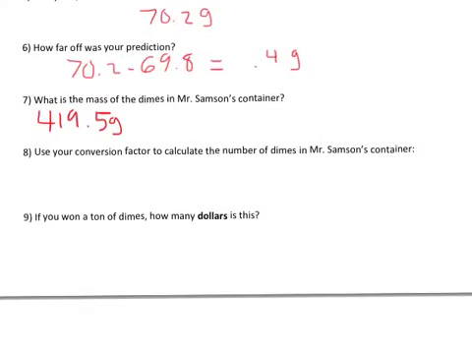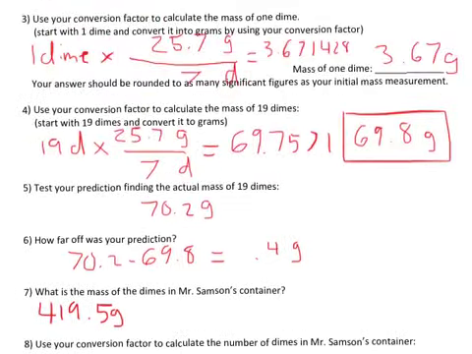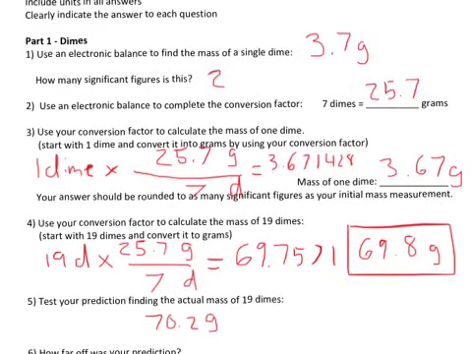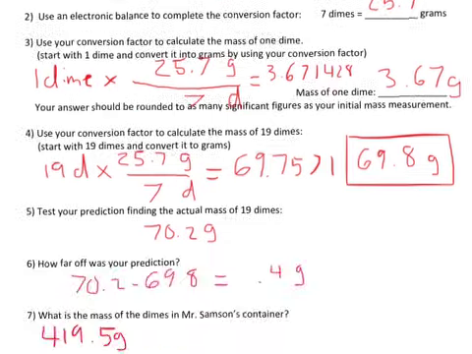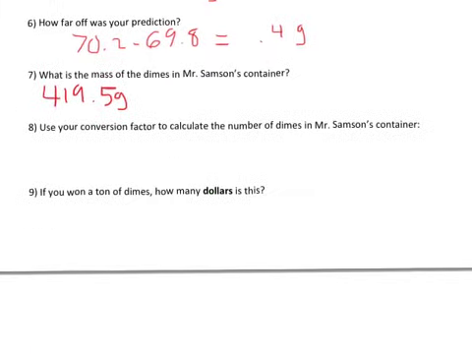So now I am going to use my conversion factor to find the number of dimes in my container. My conversion factor is the one up above. I'm going to look back up because I forgot what it was. Oh, my conversion factor is that 7 dimes equals 25.7 grams. So let's just try this then. I hope I don't forget that. I probably will, darn it.